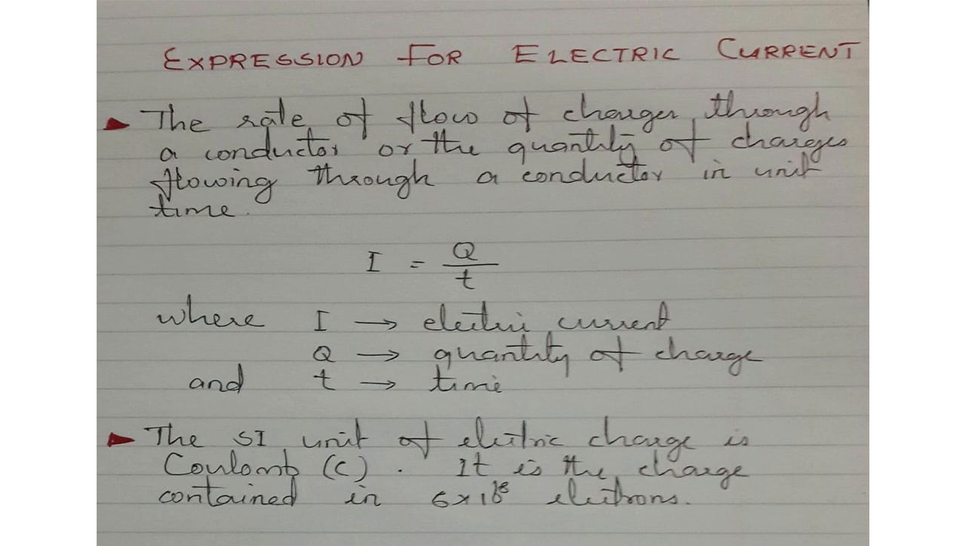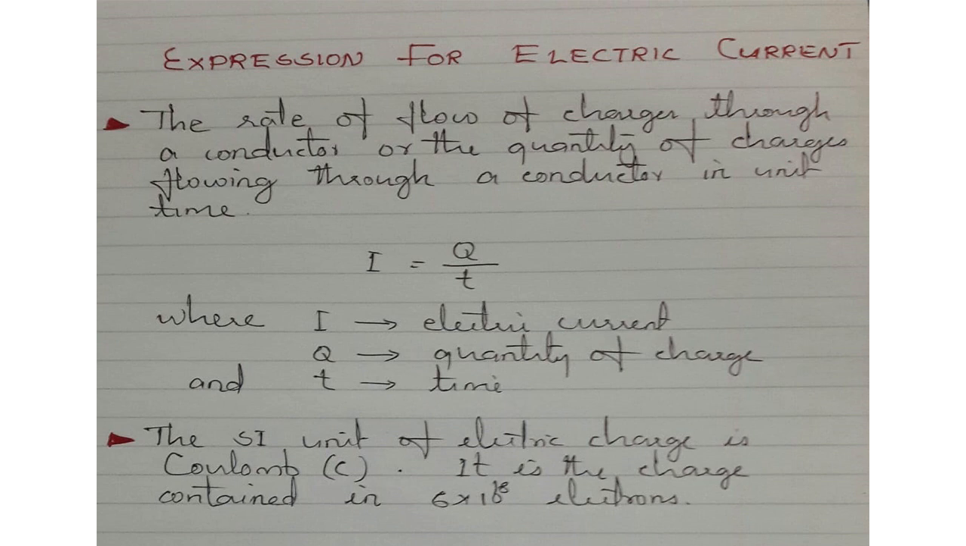So this definition will give a formula for current, that is, electric current equals amount or quantity of charge divided by the time taken. For electric current we put the letter I, for electric charge the letter Q, and for time T. Then we have the formula I equals Q divided by T. So the formula for electric current is I equals Q divided by T.